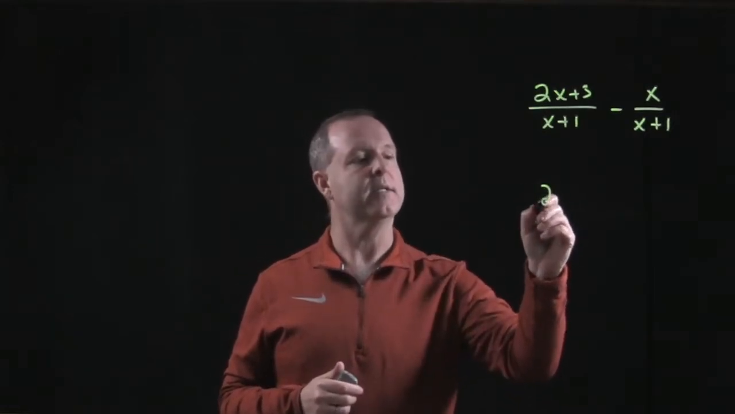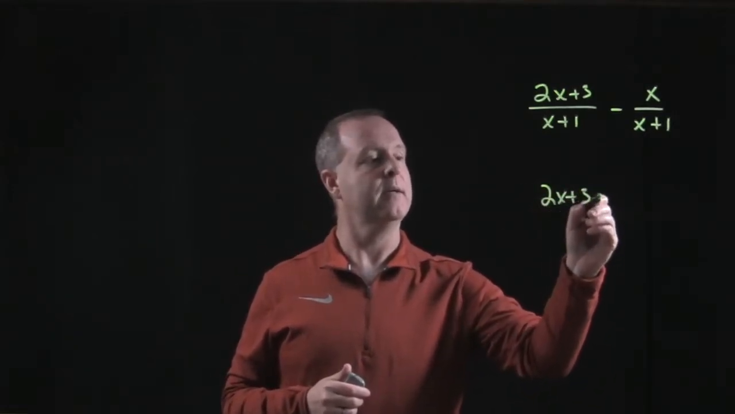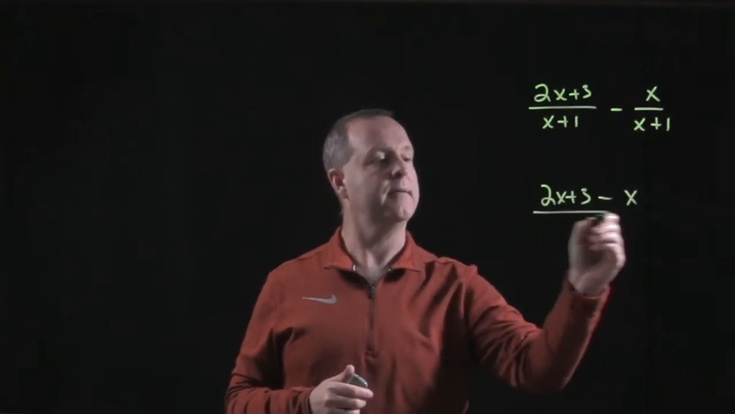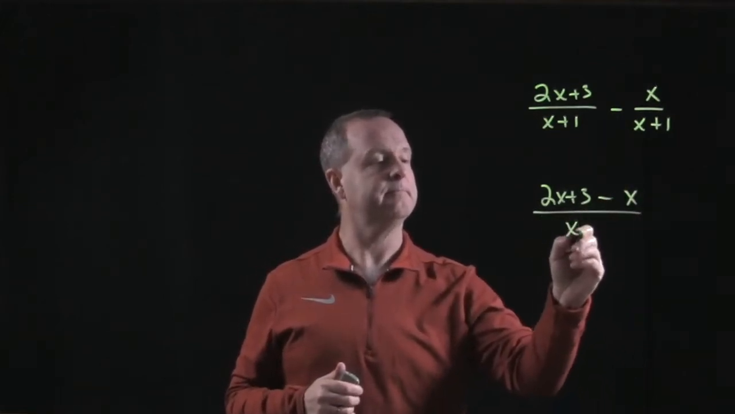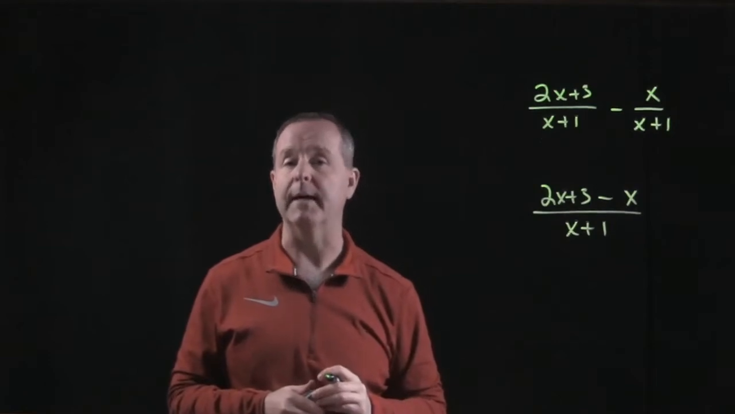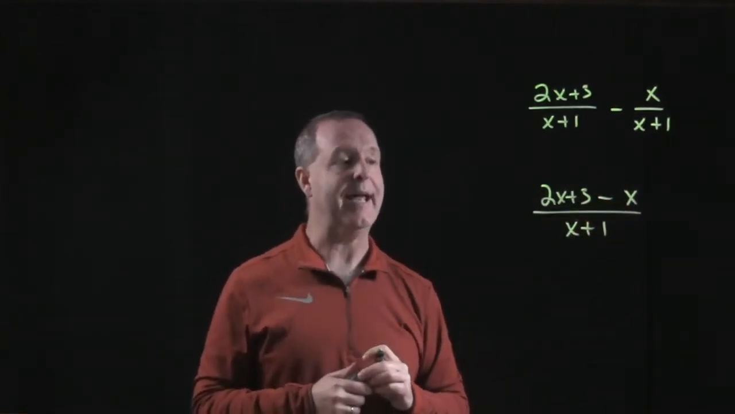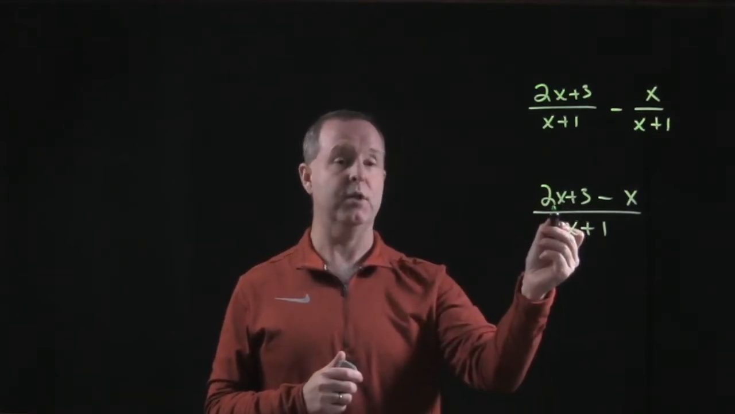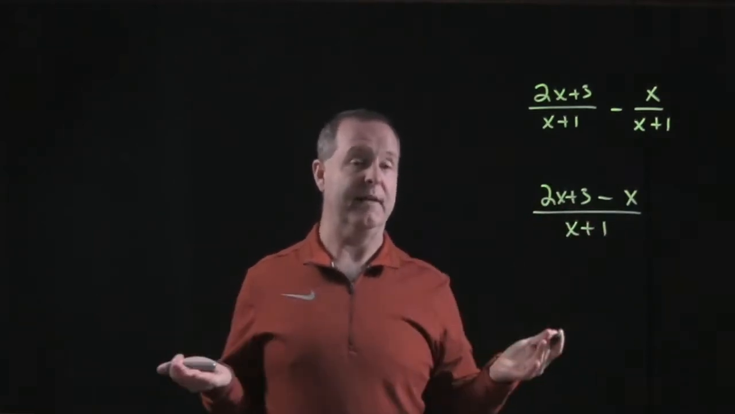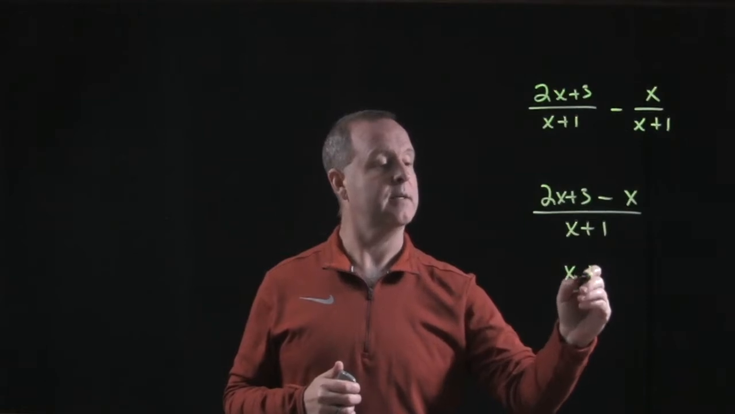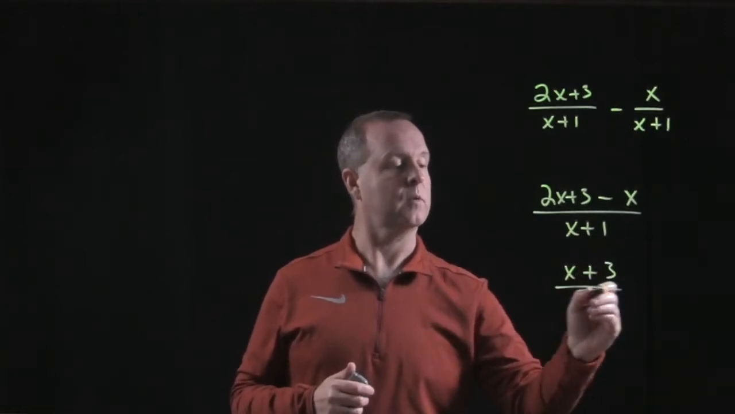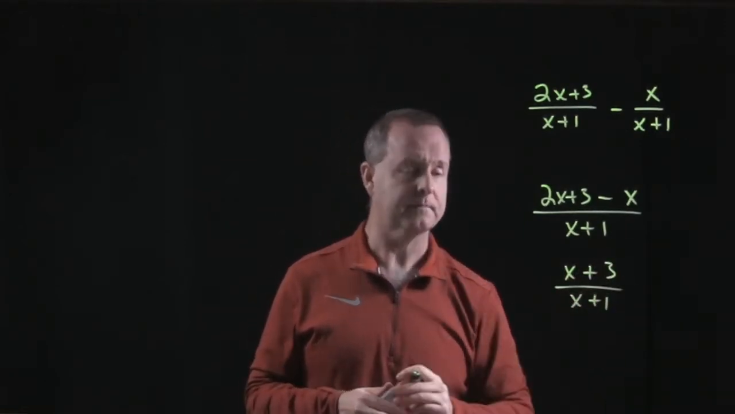So then what I'll do is I'll take 2x plus 3 minus the numerator of the other side, combine them on the same common denominator. Simplify means look for like terms. Are there any like terms in the numerator? There's a 2x and an x. That just leaves an x. So I have an x plus a 3 over an x plus a 1.